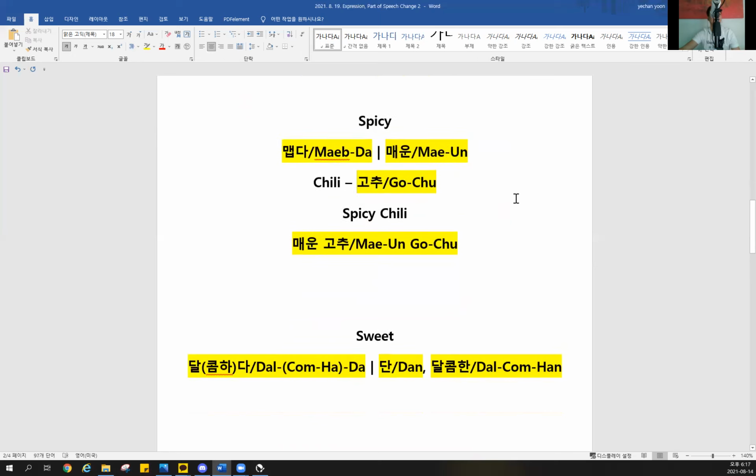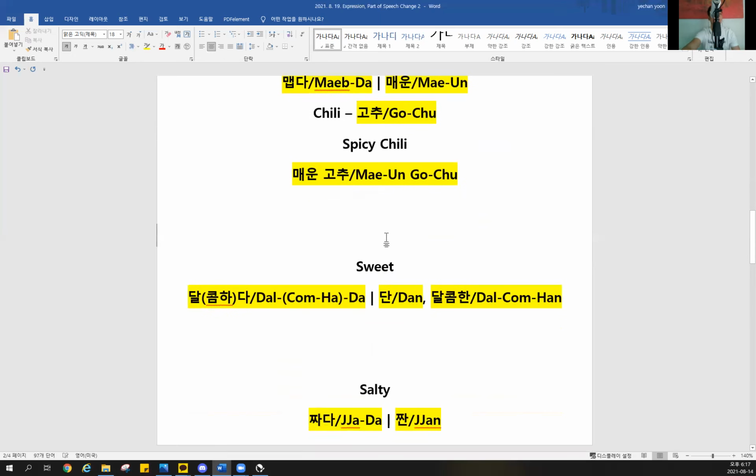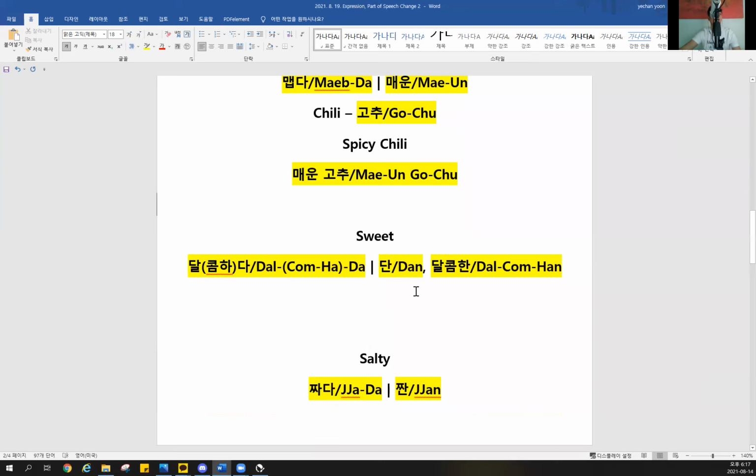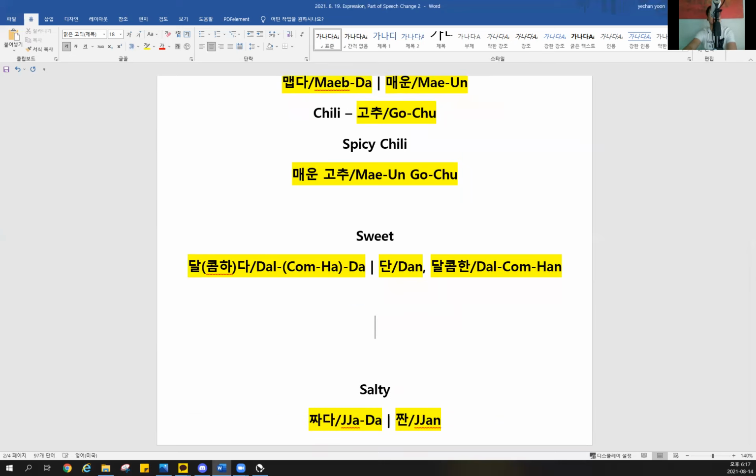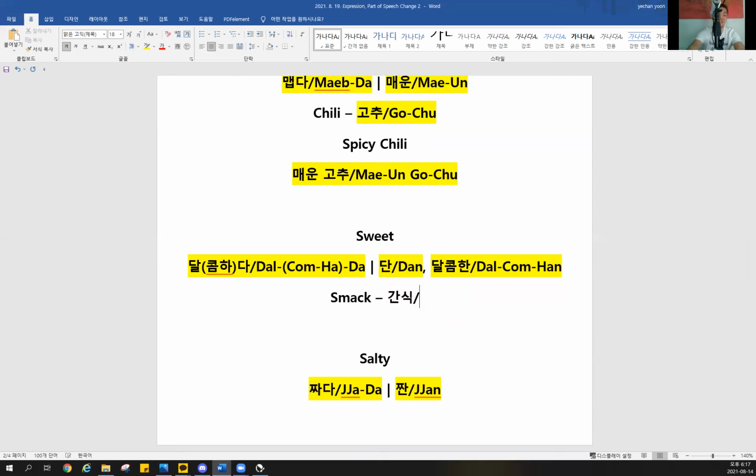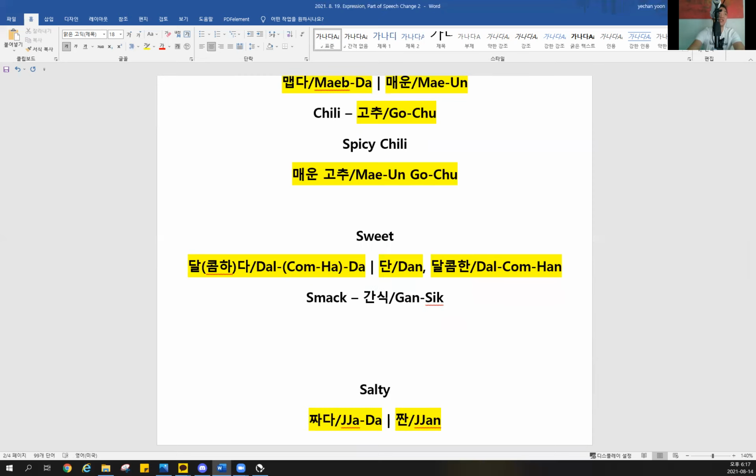Next one. How you can say sweet? Well, let's try with snack. We can say 간식. 간식. This is the snack. Then how you can say sweet snack?